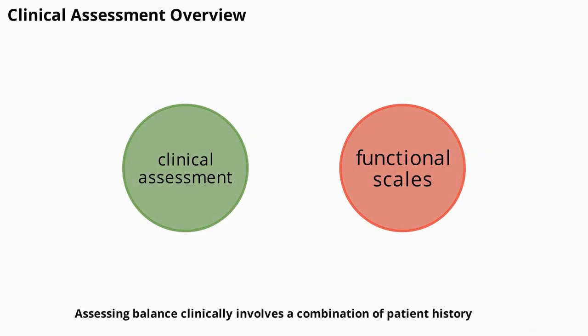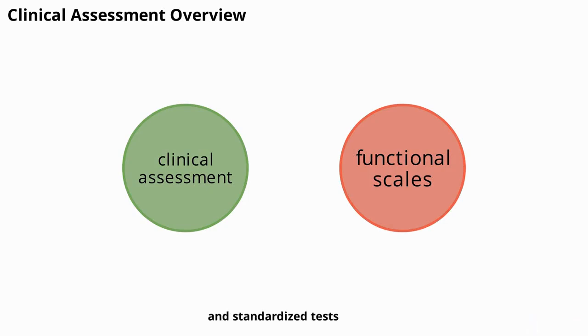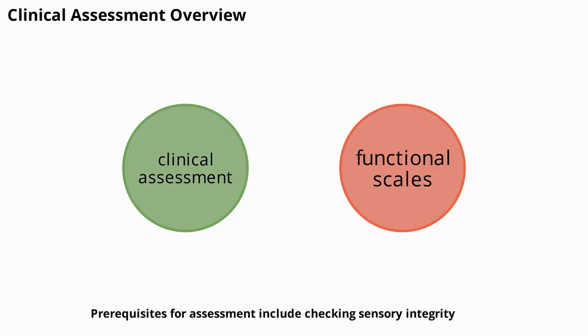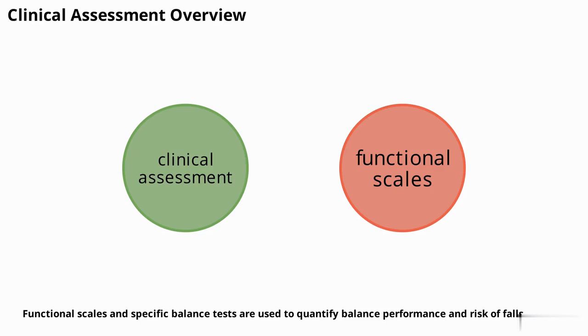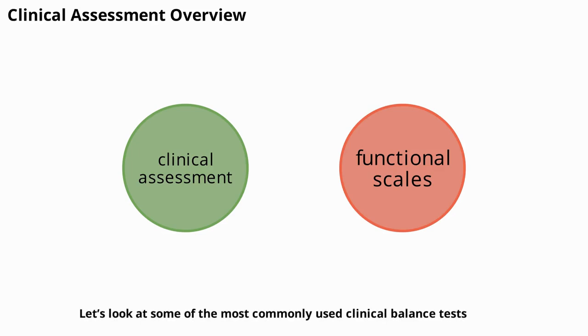Assessing balance clinically involves a combination of patient history, observation, and standardized tests. Clinicians gather information about the patient's age, medical history, functional status, and medications. Prerequisites for assessment include checking sensory integrity, muscle strength, coordination, and mental state. The main objectives are to identify disabilities, measure their severity, and determine appropriate interventions. Functional scales and specific balance tests are used to quantify balance performance and risk of falls. Let's look at some of the most commonly used clinical balance tests.